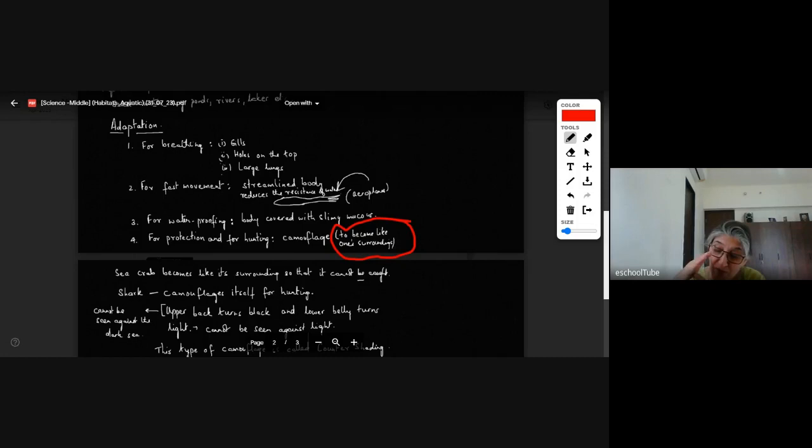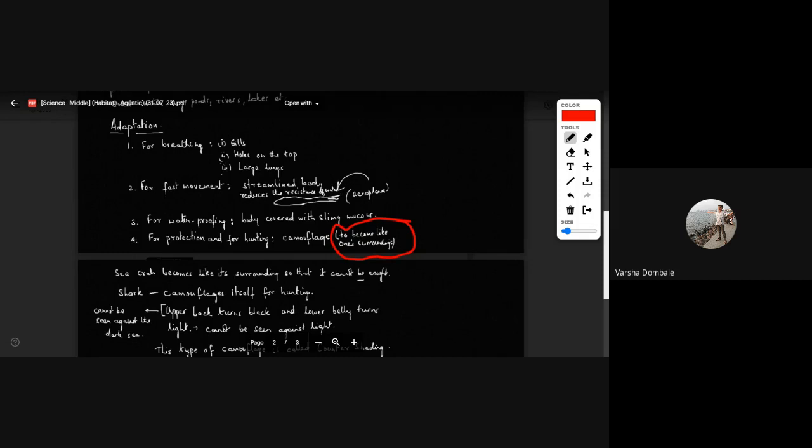They don't realize. Yes, ma'am, we can't see the shark in the water because the color of the shark is like the water only. So that is camouflaging. Understood, everybody? Okay, then there are some more fishes like the porcupine.